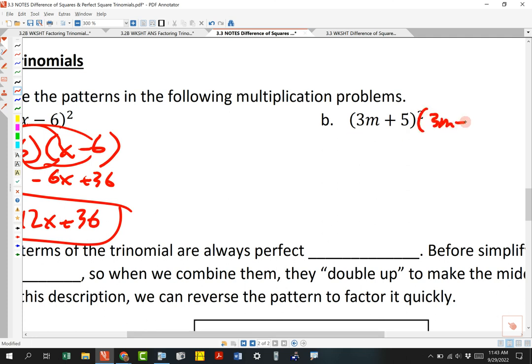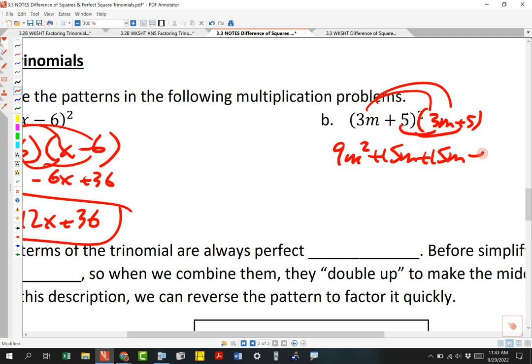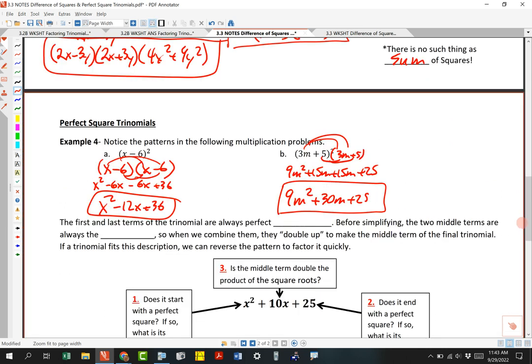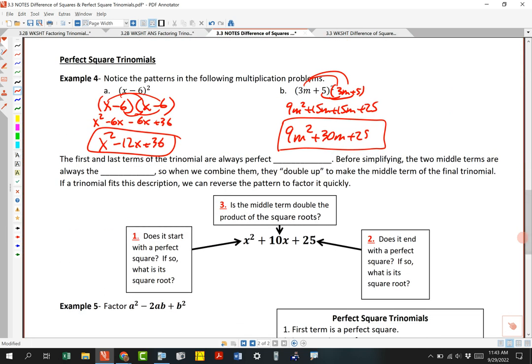And I am going to cheat on this one because I think I might need a little more space here. 9m squared plus 15m plus 15m plus 25. Because I'm squaring that binomial, I get this repeated pattern here. I get these middle terms that are exactly the same. So I get 9m squared plus 30m plus 25. I get that for a trinomial. Not a binomial this time, but a trinomial.